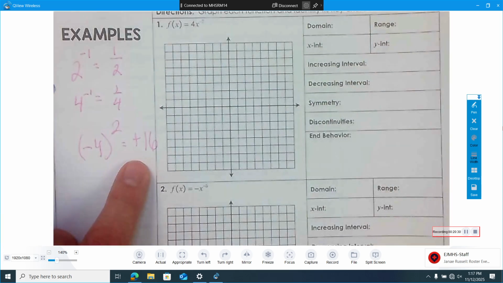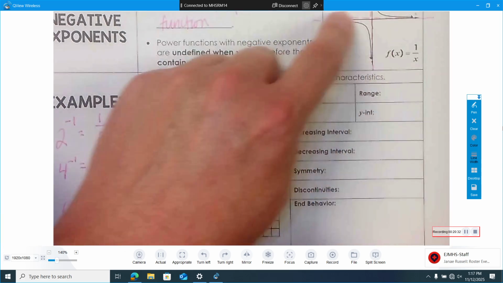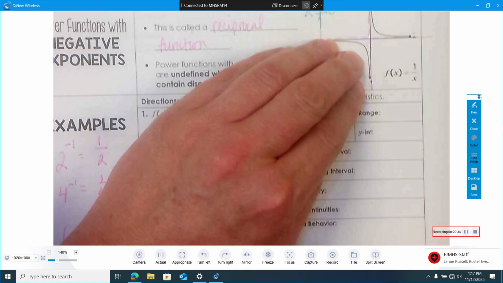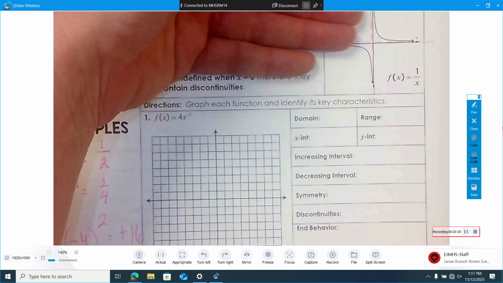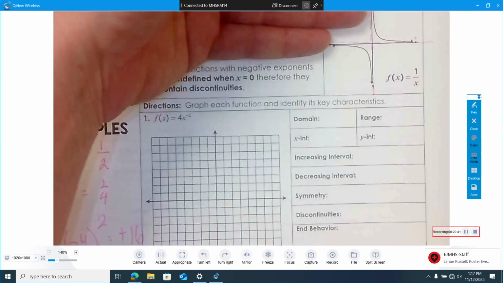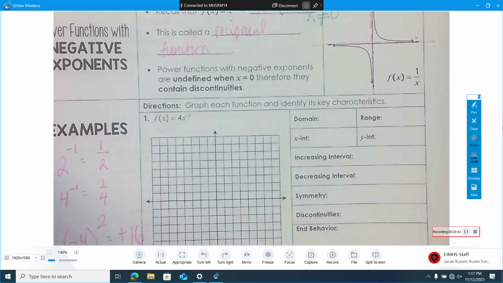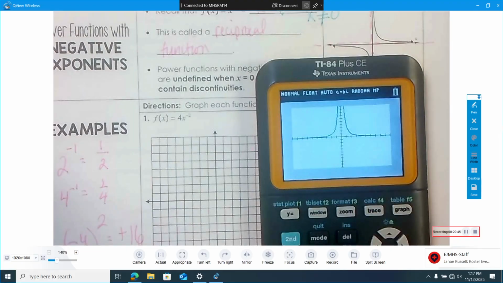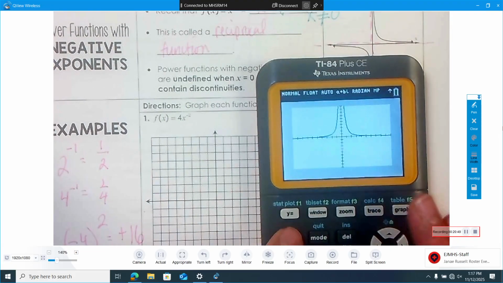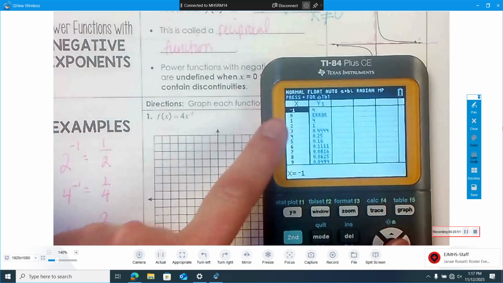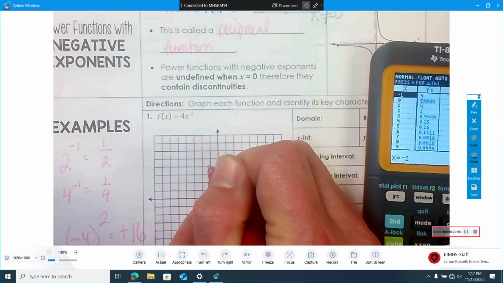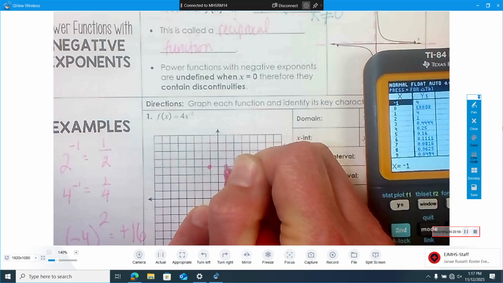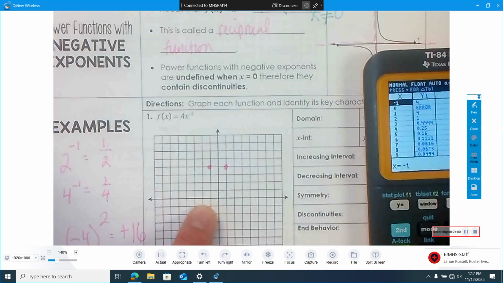Positive 16. So what it's doing is essentially taking this portion that is negative, in the negative y values, and flipping them up, making them positive, which is really kind of cool. So this is our 4x to the -2 function. I'm going to look at the table just so we can see what some points are here. We have -1, 4, and 1, 4. So we do have symmetry.